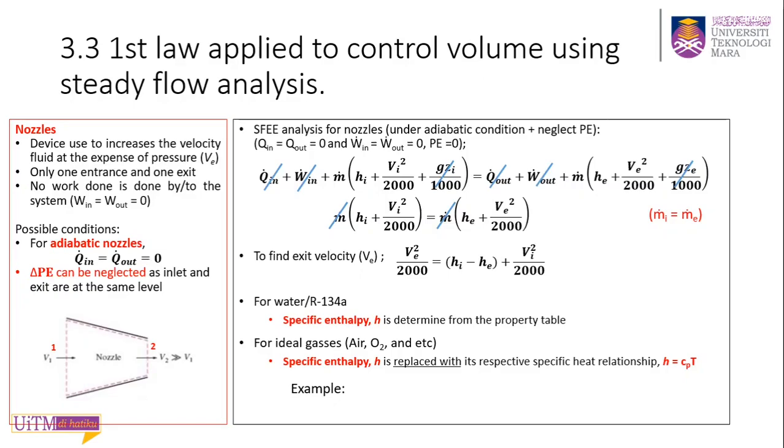Now, as you can see in the SFEE, there is the term for specific enthalpy, h. Similar to other devices, the values for specific enthalpy are based on the type of substance. So for water and R134a, the values for specific enthalpy are read from the property table. And for gases, the term for specific enthalpy is replaced with its related specific heat, CpT.